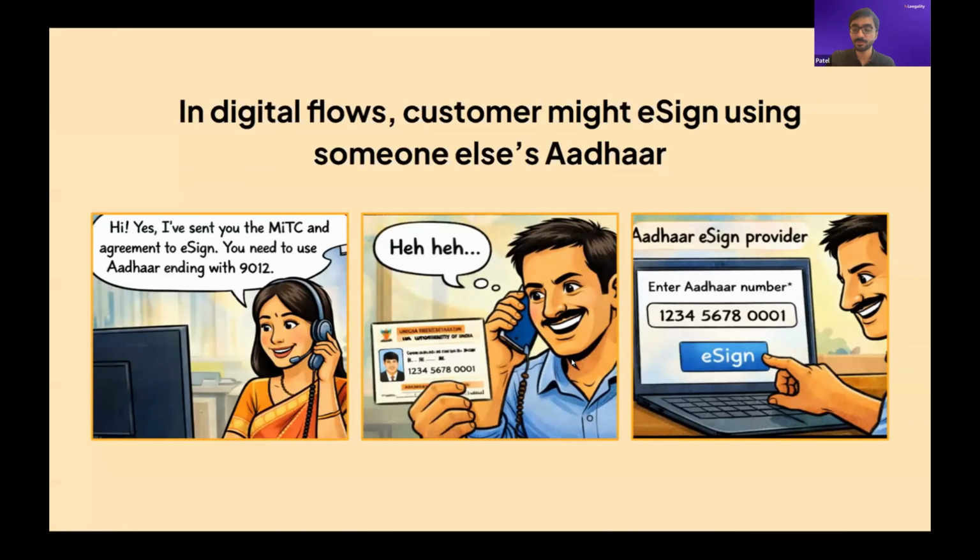Now, fraud is a strong word. So the intent of the card holder may not be fraud. It may just be that, hey, they don't have an Aadhaar link to their mobile, but they want the credit card, so they use their family's card, right?